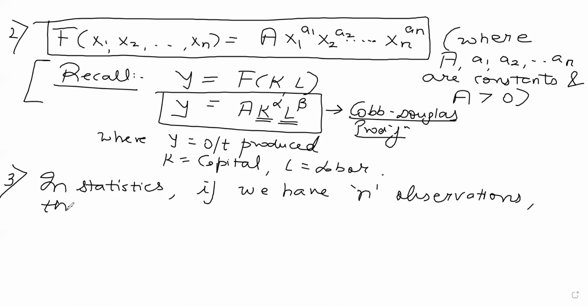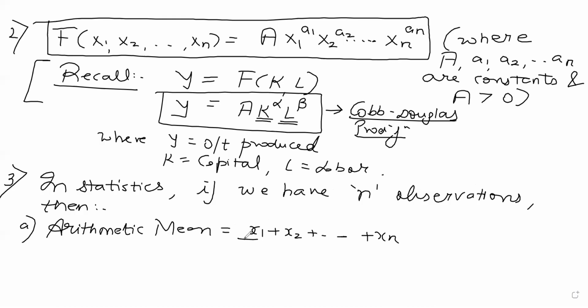then all of us know how we calculate the arithmetic mean. Arithmetic mean is nothing but the sum of all observations. So if these observations are x1, x2, dot dot dot, xn, the mean is x1 plus x2 plus dot dot dot xn divided by n. This is how we calculate arithmetic mean, sum of all observations divided by total number of observations. How do we find geometric mean? Again, you have learned this in basic statistics in high school.